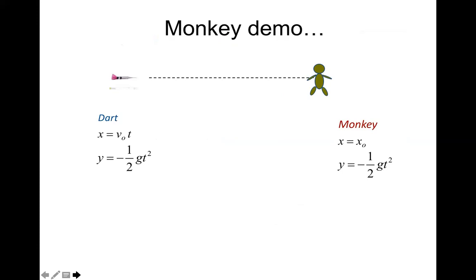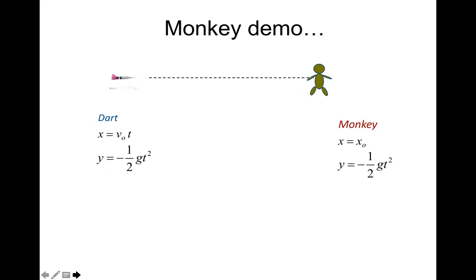Let's look at the motion of both of them. The dart in the horizontal motion has a constant velocity, right? It's shot with some velocity and keeps that same initial velocity in the horizontal direction. In the vertical direction, it is a free fall. It is a constant acceleration in the downward direction of 9.8 meters per second squared, right? So you have the second equation describing the displacement of the dart in the vertical direction. If the monkey lets go, the monkey's horizontal position doesn't change. It doesn't go left or right, it simply falls straight down.